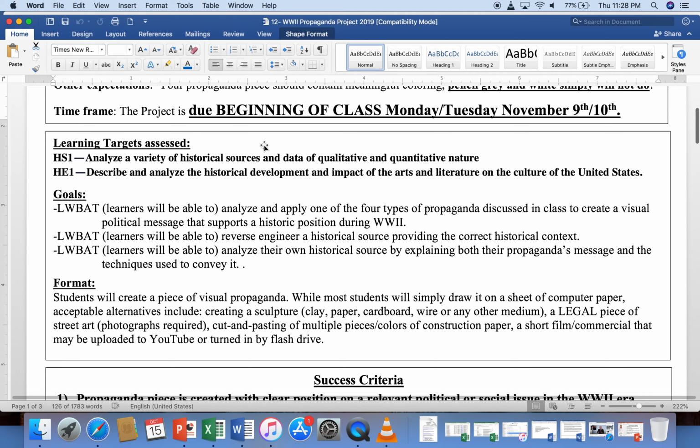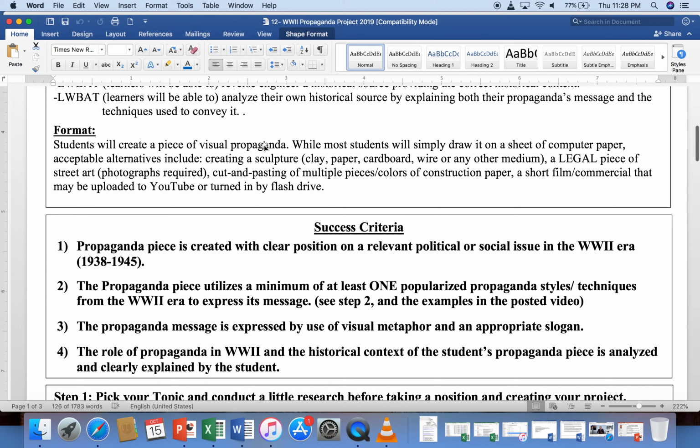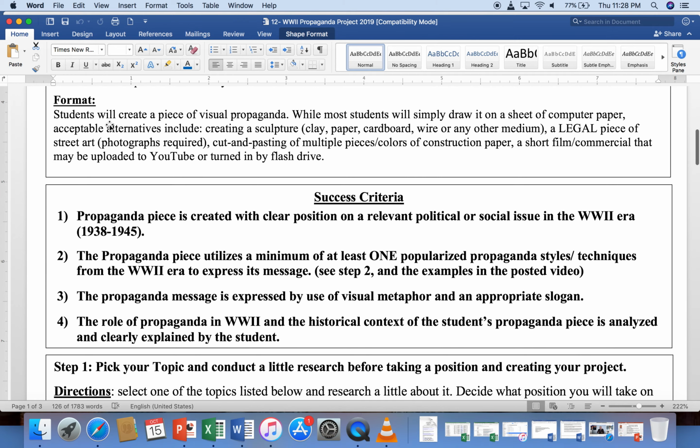Okay, so the learning targets assessed we've already talked about. We've already talked about the goals, but I want to take a moment and talk about the format. So students will create a piece of visual propaganda. While most students will simply draw it on a sheet of computer paper, there are some acceptable alternatives here, and I encourage students to take advantage of these ideas because this is when this project gets super cool for me as a teacher.